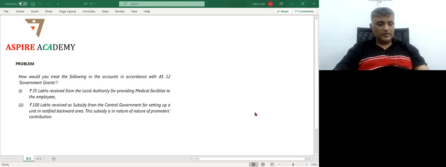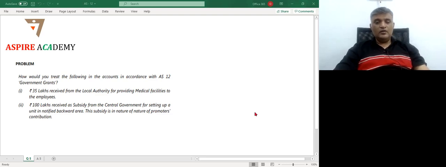So let's answer the first question. 35 lakhs received from the local authority for providing medical facility to the employee. So this is a grant which is revenue in nature. So there are two options. We can take it to the credit of the P&L account and show it under a heading other income. Alternatively, we can show it as a reduction from the related expense, for example, employee benefit expense. When you report that expense, you show this grant as a deduction from the expense. That is the option available.